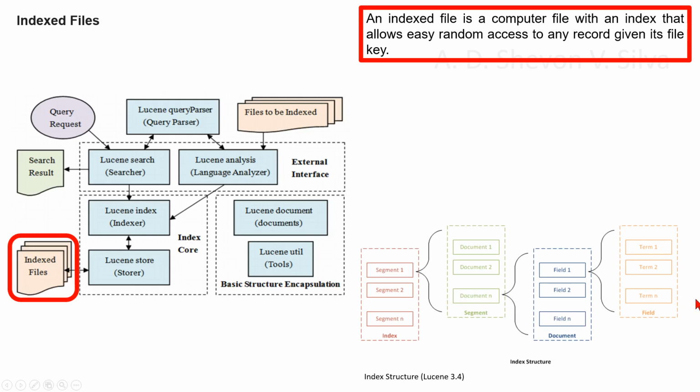Here you can see the index structure. Here we are considering Lucene 3.4. Here segments are in an index. Segments consist of documents. Documents are in segments. Here the fields are in a document, and here the terms are in a field.